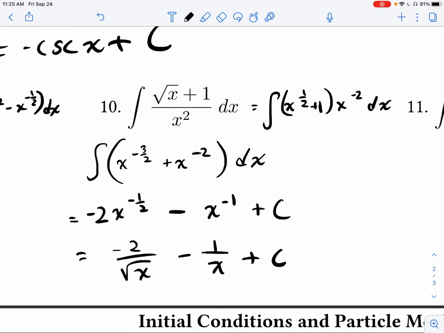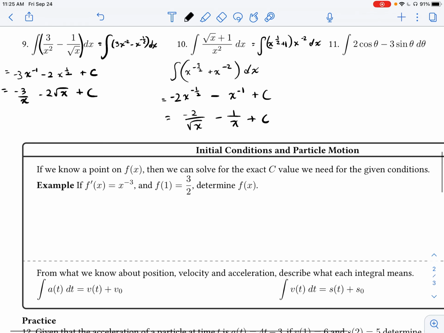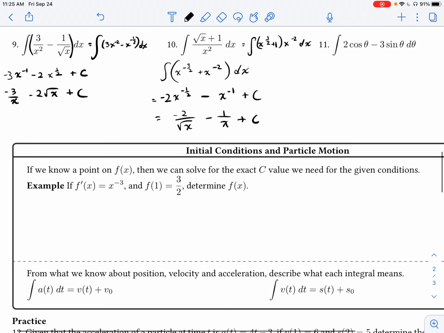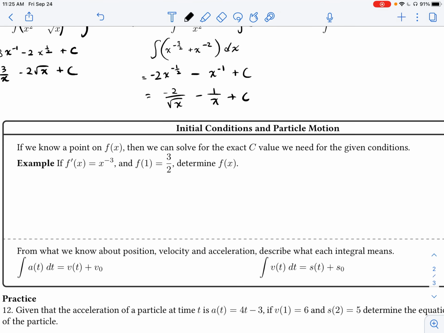Okay? And again, in the future, we will start looking at more problems where we have to find what's called definite integrals, or the specific function that exactly gives us that derivative. But as kind of an introduction to this, we'll look at some initial condition problems right now, where if we're looking at particle motion, if we know a point, for example, on f of x, then we can solve for the exact constant that we need for the given conditions. So this is kind of our first jump into finding the exact function given some specific conditions.